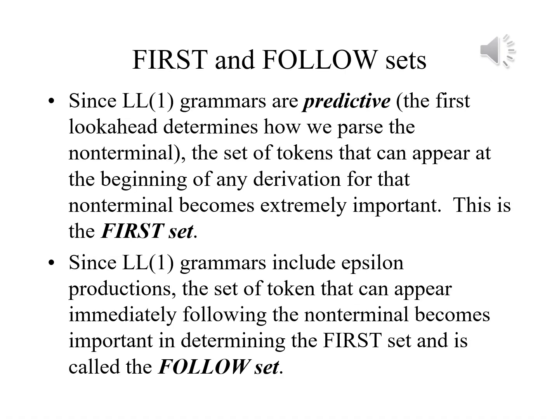LL1 grammars are predictive. The first lookahead will tell us how we will go about parsing that non-terminal that it begins. Therefore, the set of tokens that appear at the beginning of any derivation for that non-terminal become extremely important. This is called the first set. Since LL1 grammars include epsilon productions, the set of tokens that can appear immediately following a non-terminal also become important in determining the first set, and these are called the follow set.